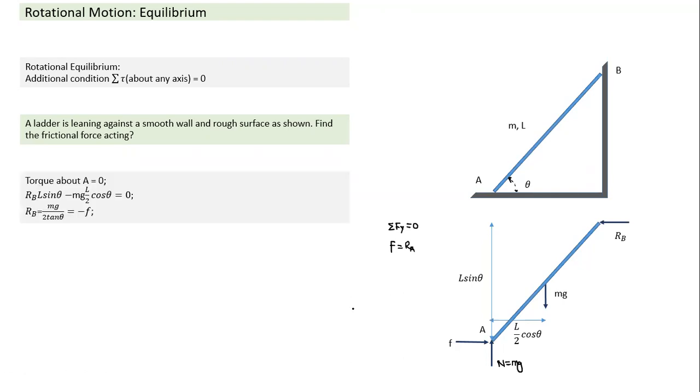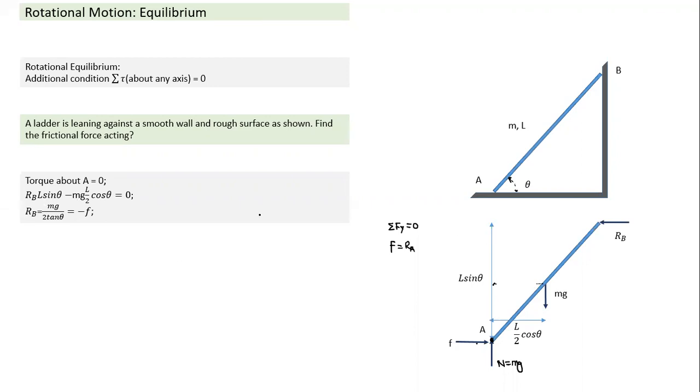I can take torque about A equal to 0. If I take torque about A equal to 0, these two will have 0 torque because both are passing through the point here. So the moment I choose this axis, torque about A, non-zero torque comes only from two forces. It's always better to choose an axis about which the most number of forces are passing through. This force is vertical, so the perpendicular distance will be the horizontal part. What is the horizontal part here? This is L by 2, this angle is theta, so L by 2 cos theta. And this force is horizontal, so the perpendicular distance will be in the vertical direction, which is equal to L sin theta.